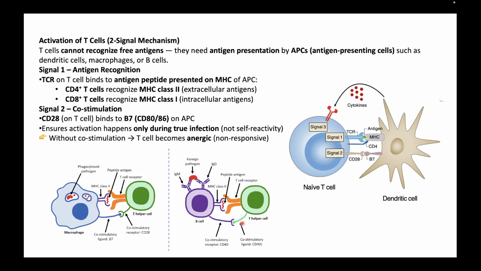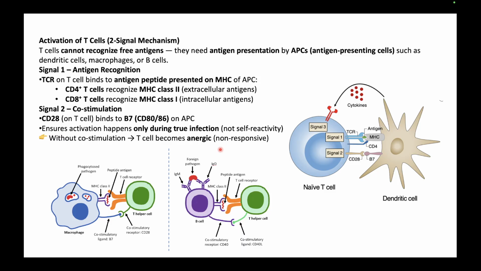In case of antigen presentation by a B cell, the CD40 ligand is present on the T helper cell and its receptor is on the B cell. So that is the second signal, working as co-stimulation for the activation of the B cell. The first signal is antigen recognition, which is antigen presentation to the T cell by MHC, then the co-stimulation. This ensures activation happens only during true infection, not self-reactivity. Without co-stimulation the T cell becomes anergic, which is nothing but being non-responsive.